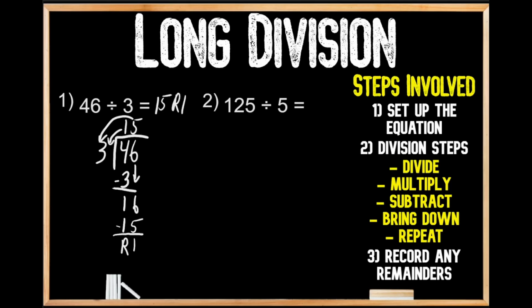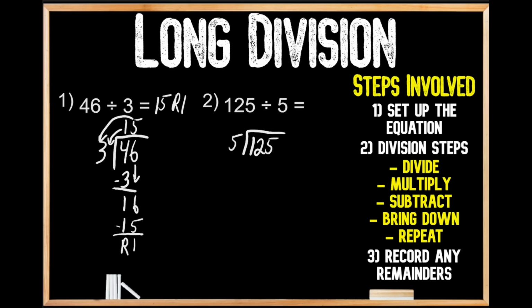So now we're going to move on to question number 2, where this time we're being asked to divide 125 by 5. So the first step is to set up the equation. We'll remember that our dividend, or the number being divided, is going to go underneath the division bar. So we will put 125 under the division bar. And next, our divisor, or the number doing the dividing, is going to go to the left and the outside.